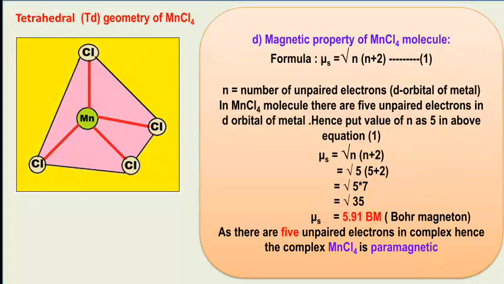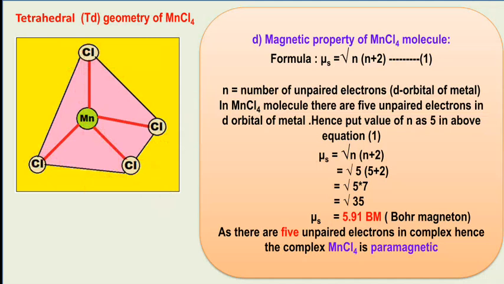So this is the concept. Previously also we saw the geometry of the molecule is tetrahedral. Again the shape of the molecule, or geometry of the molecule, looks like this tetrahedral. One manganese is surrounded by the 4 chlorines in a tetrahedral environment.